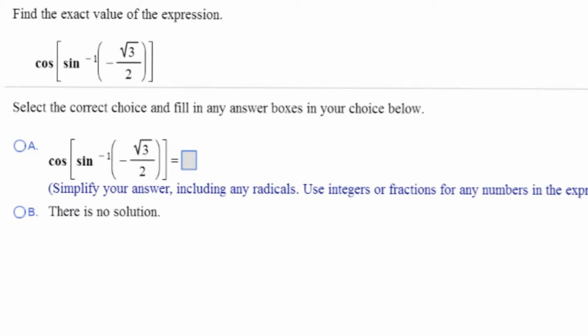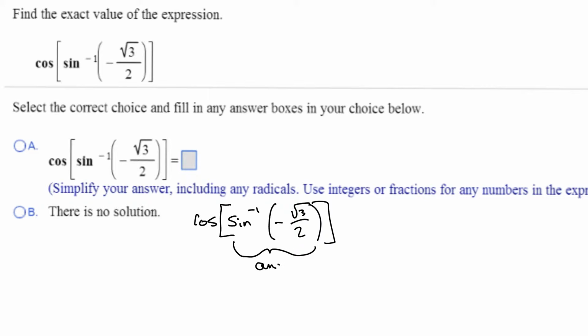Here we're supposed to find the cosine of the arcsine of minus the square root of 3 over 2. So here we have an angle for which the sine ratio is minus square root of 3 over 2.